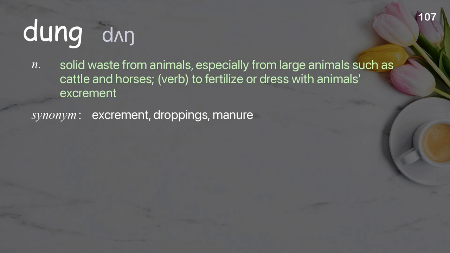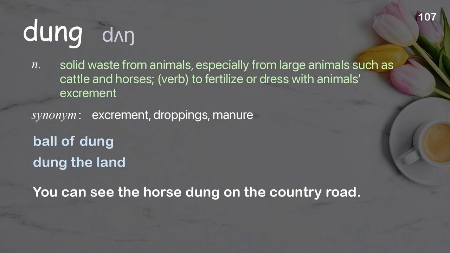Dung: solid waste from animals, especially from large animals such as cattle and horses. Verb: to fertilize or dress with animal excrement. Examples: Ball of dung. Dung the land. You can see the horse dung on the country road.